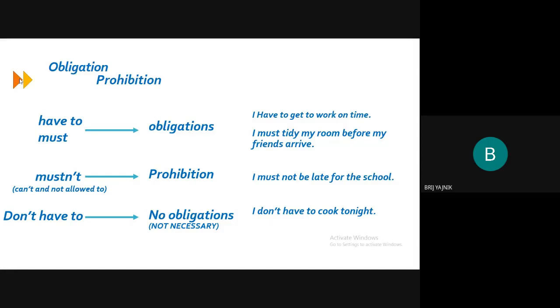Obligation has two forms, have to and must. Have to is used in rules and regulations, that is external obligation. And must is what we use for personal obligations, when we are not talking about rules. In other words, we are talking about things which we think are necessary.